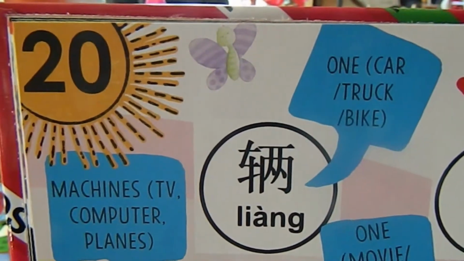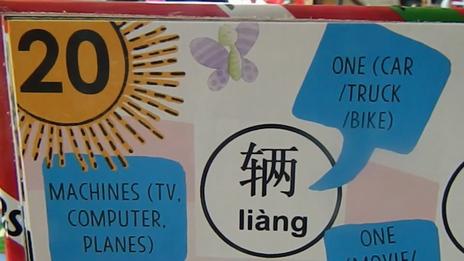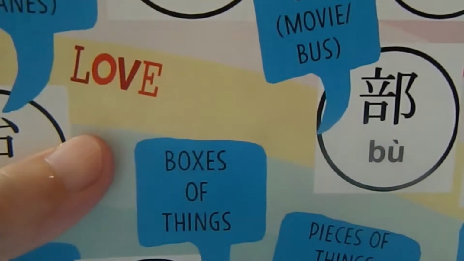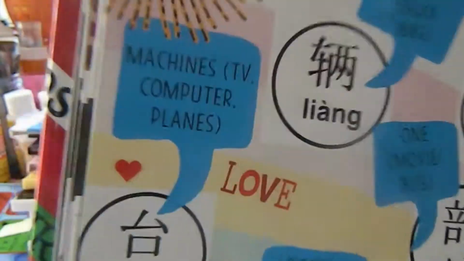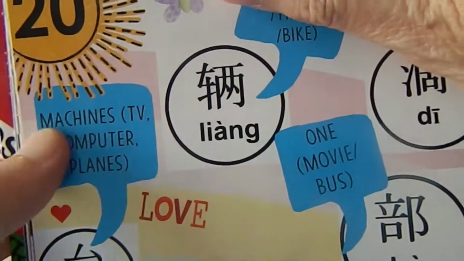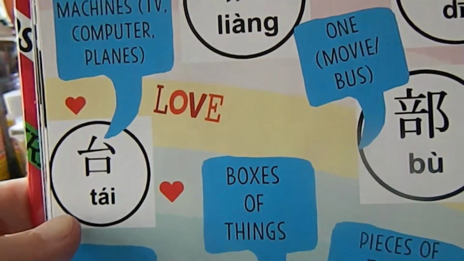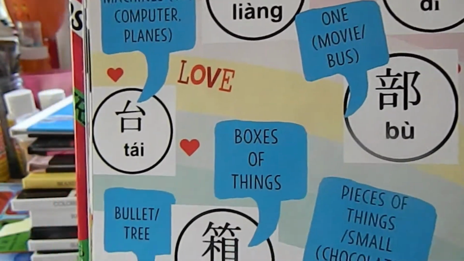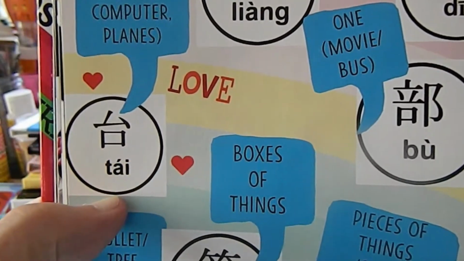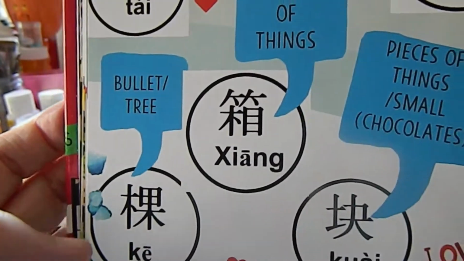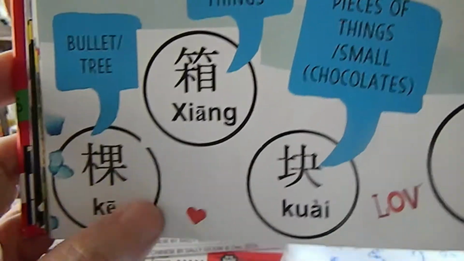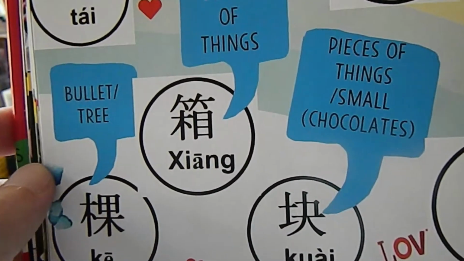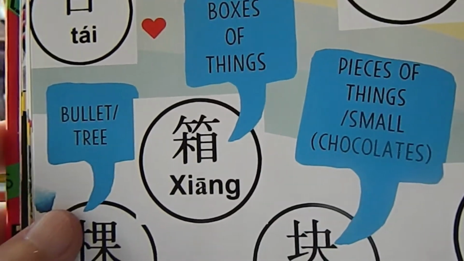Now, how do you say one car, one truck? This one in general is only a few to show you. Now, this one is, I just show you. A machine, a TV, okay? One TV, one computer, we call 台, okay? And one tree, we call 棵, 一棵树, okay? 一棵树, that means one tree, okay?